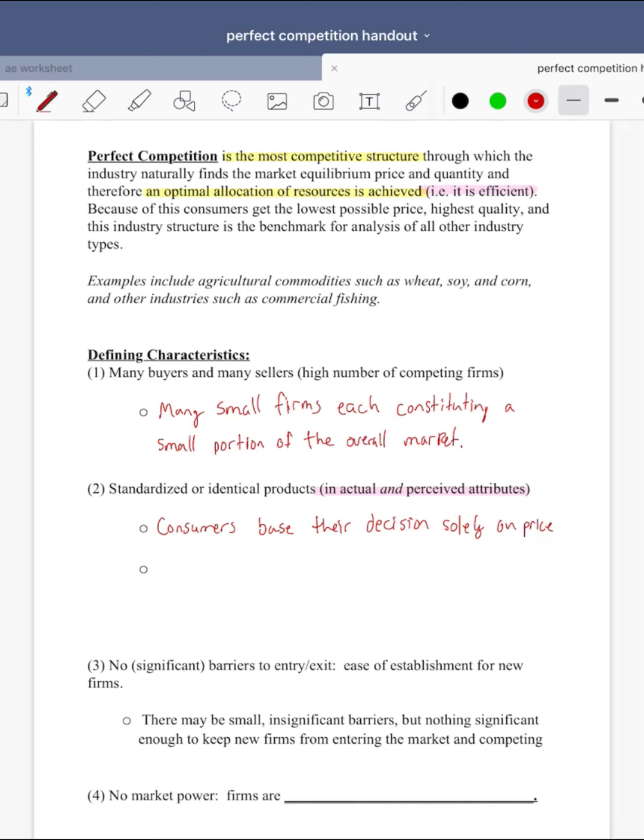Now, our second key characteristic is the degree of product standardization. With perfect competition, they sell standardized or identical products. And once again, this is going to be in both actual and perceived attributes. So, identical products. Now, with identical products, consumers are going to base their decision solely on price.